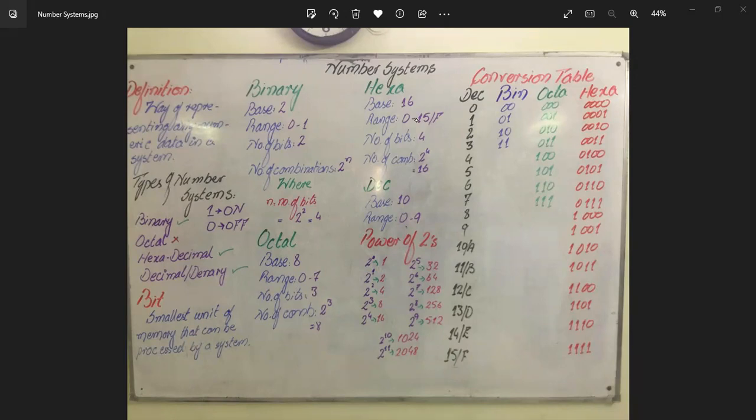Number of combinations is 2 power n. Now where does that come from? Where n equals the number of bits, and 2 power 2 equals 4. Now what do you mean by the number of combinations?